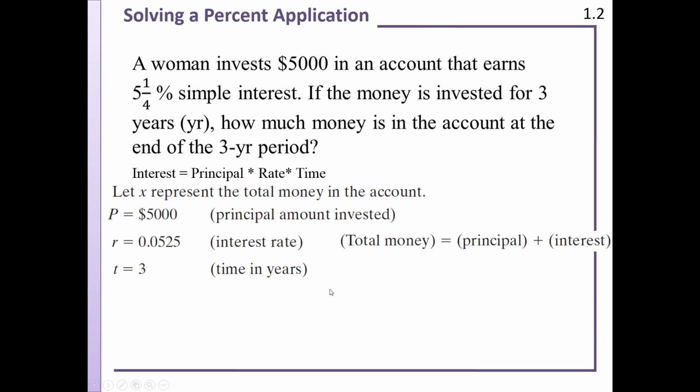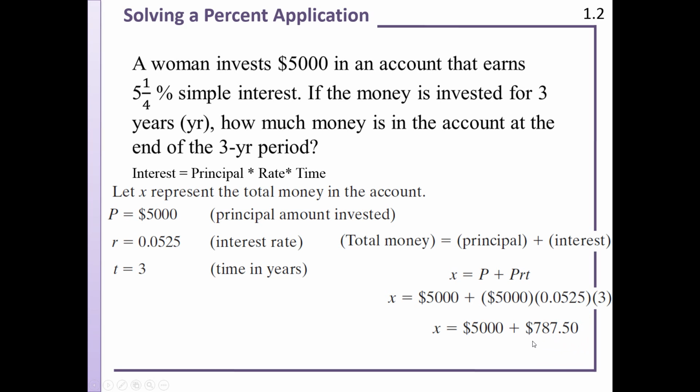We can figure out what the interest is. The total money that's in the account is what she started with plus her interest. Okay, so her principal is $5,000. Then the interest on the account is principal times rate times time. So it's a pretty simple calculation. We want to add to 5,000 the amount of interest that she earned, and so the interest earned in this setting would be $787 and 50 cents. So here's the total amount of money in the account after 3 years.